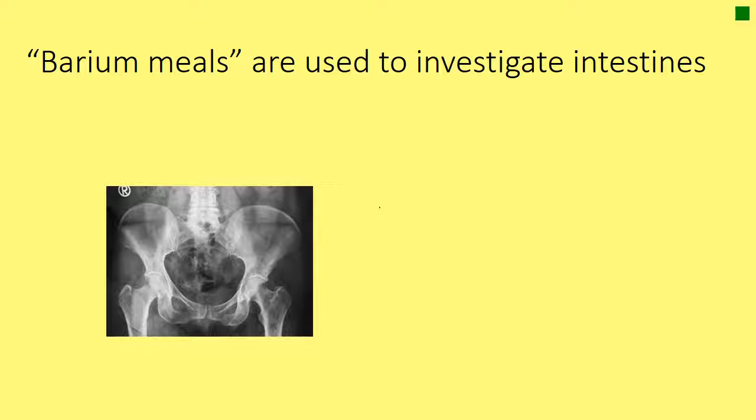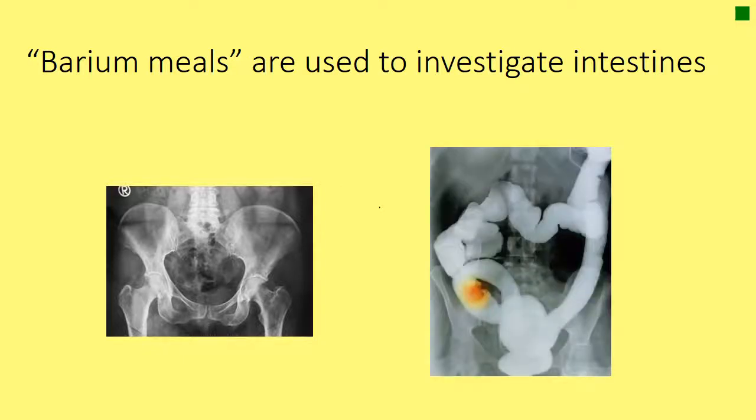So what you do is you eat a barium meal. The barium sulfate coats your intestines, and so when you shine X-rays on your intestines, you can see them in the X-ray. Here we can see a large intestine, the colon, and there's probably a problem there. So as well as being able to see the bones, you can now see the intestines, and that's a major use of barium sulfate.